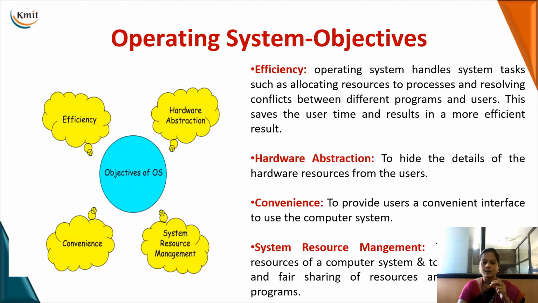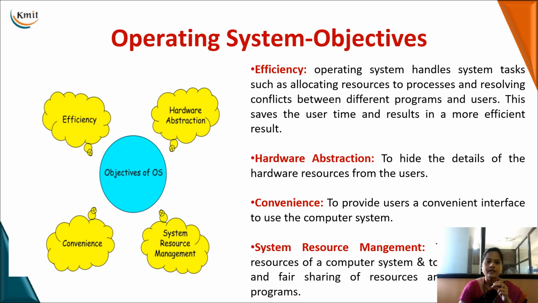Now, we have seen what an operating system is. Now, what are the basic objectives of an operating system? The first and foremost important objective of an operating system is efficiency. You are using an operating system and you want users to work efficiently by providing the services from the operating system, and you want all the tasks to be done by the user based on the interface he is using.